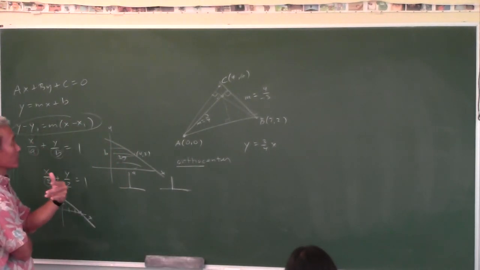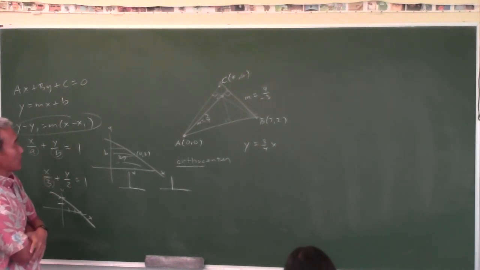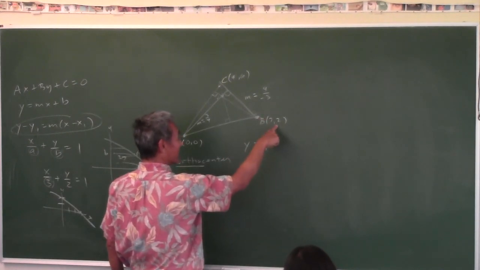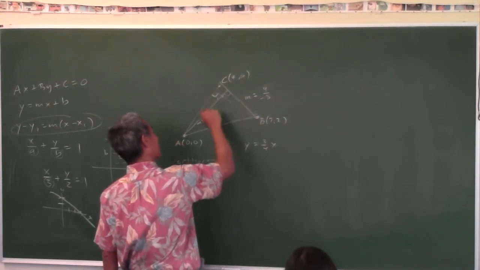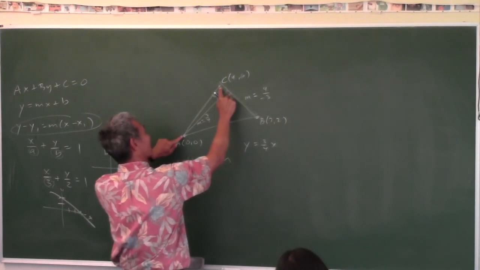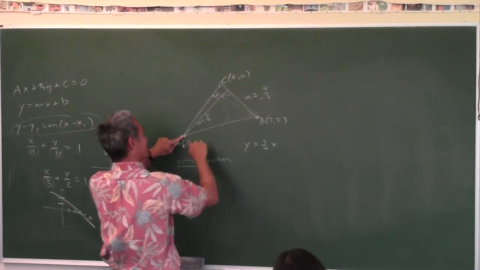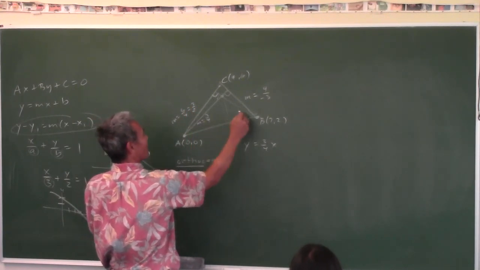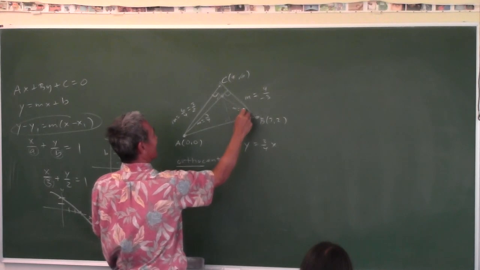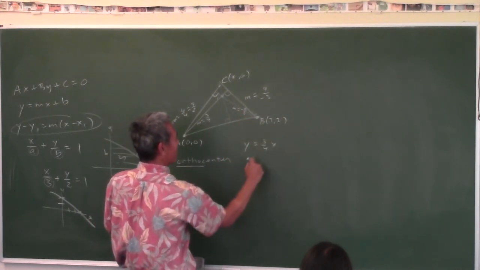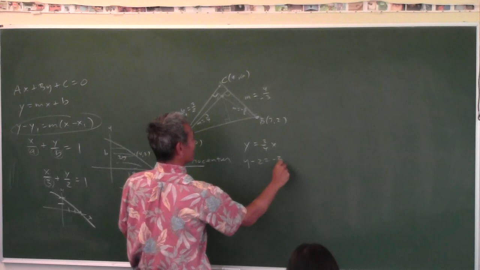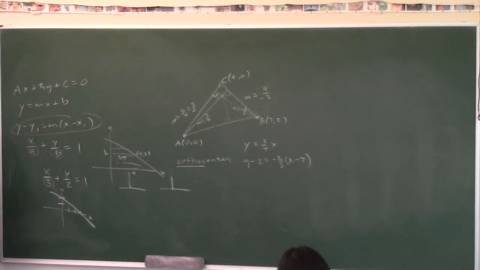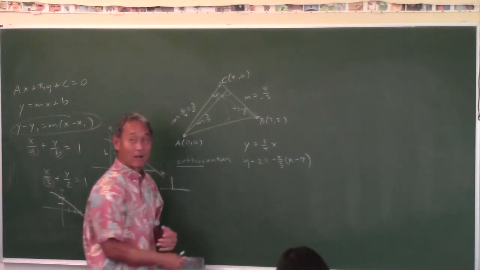Now I have to do another one. Which one you want to do? The one from B or the one from C? Pick one and go with it. B. Okay, the one from B. So I have a point. Now I need to figure out the slope. But since it's perpendicular, I have to figure out this slope. So how do I do that? Y minus Y over X minus X. What is that? 6 over 4, which reduces to 3/2. Therefore, what is the slope that's perpendicular to that? -2/3. So there's the slope, that's the point. Y minus 2 equals -2/3 times X minus 7. Boom! Point slope form.